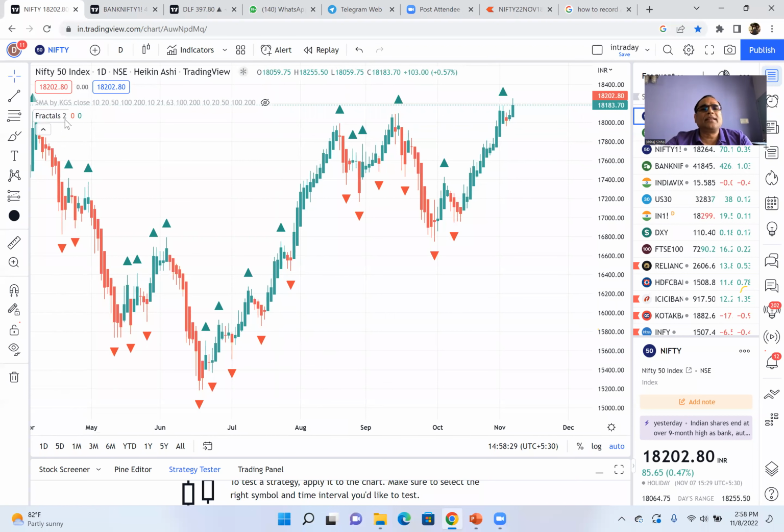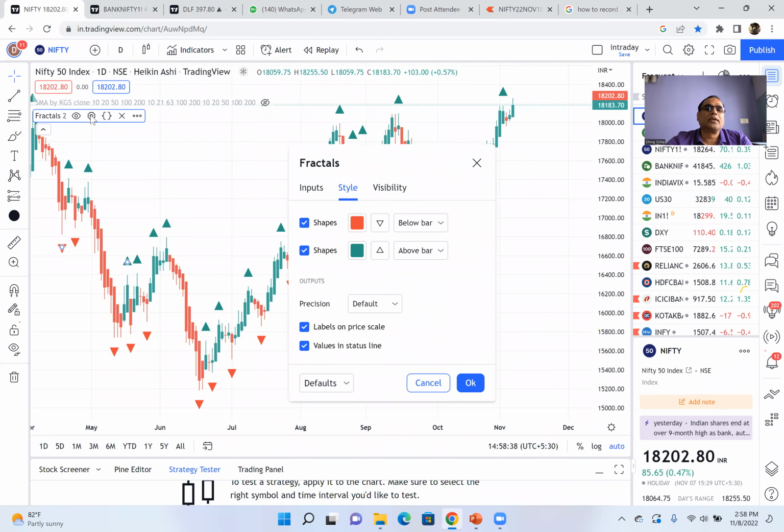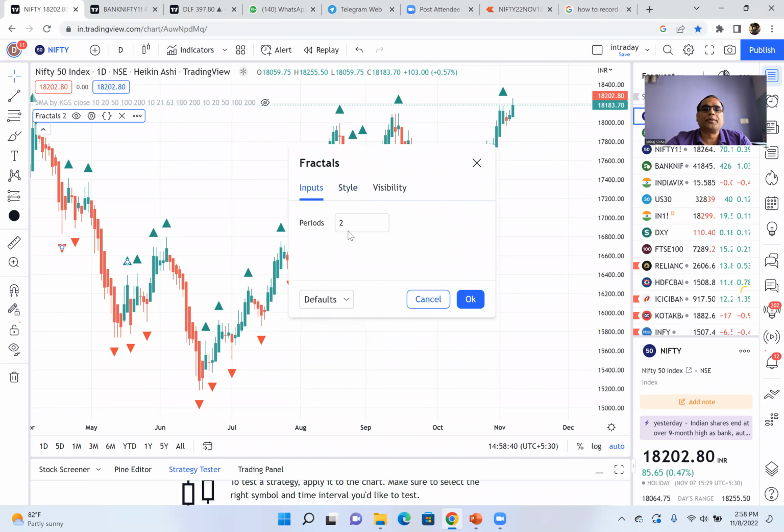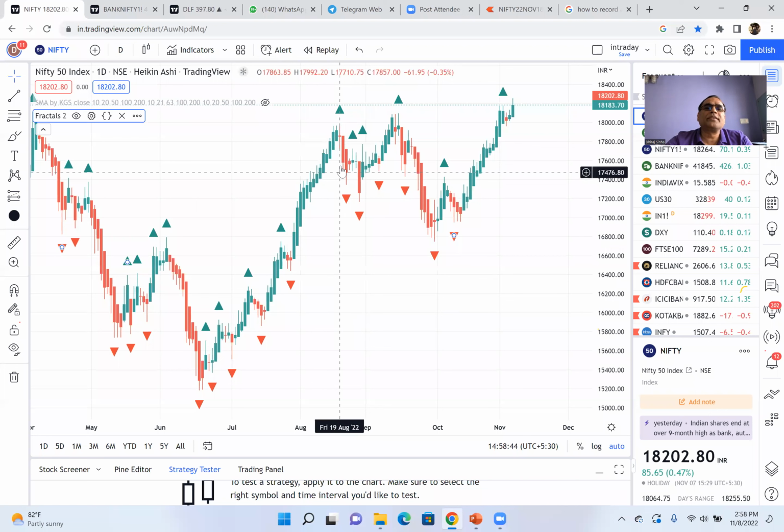So fractal is nothing but, if it is a 2 fractal, you can change these values, but I use 2. You can look at the input here, and you can change the period. So what it does is, a green fractal will get formed if the high is higher than the previous candle high and the next candle high, both. And it will get formed only after the next candle is created.